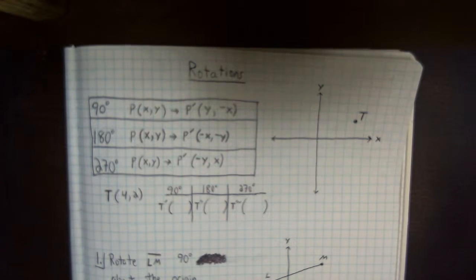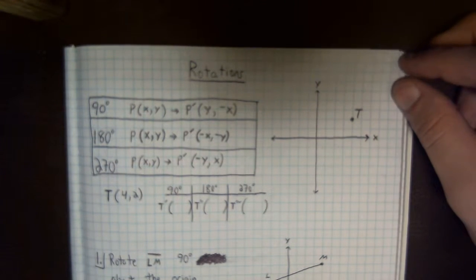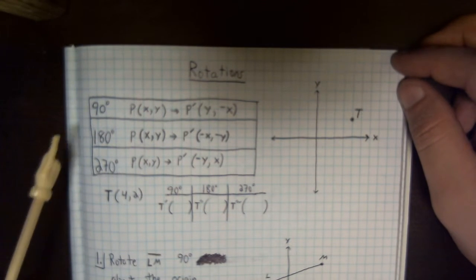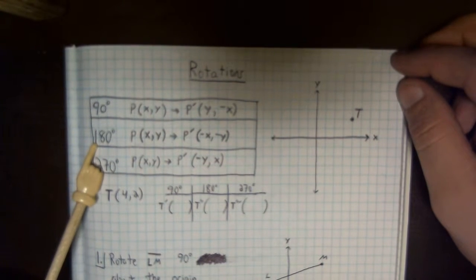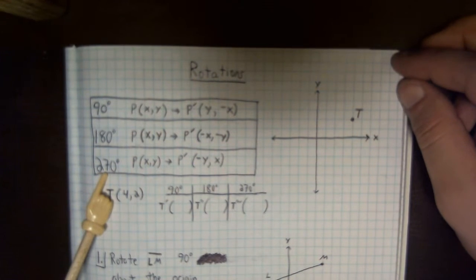This lesson is about rotations. Specifically, we're going to be talking about rotations about the origin. The origin would be the very center of our graph, 0, 0. And we're going to be doing only 3 real types of rotations today. We're only going to be rotating 90 degrees, 180 degrees, and 270 degrees.